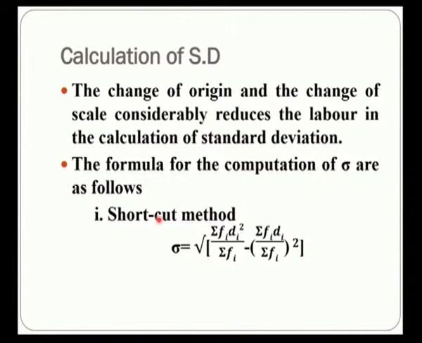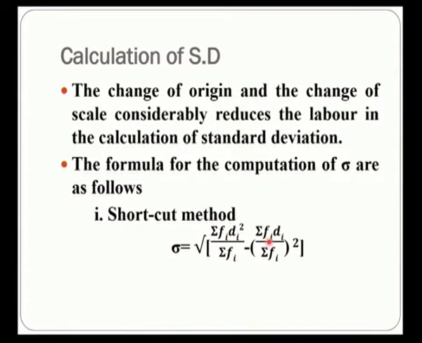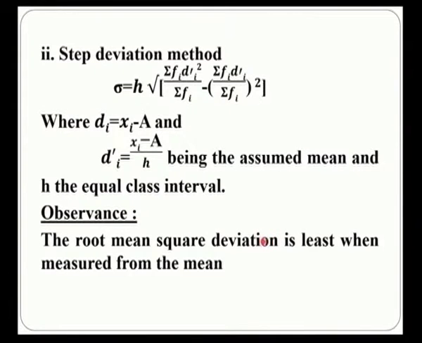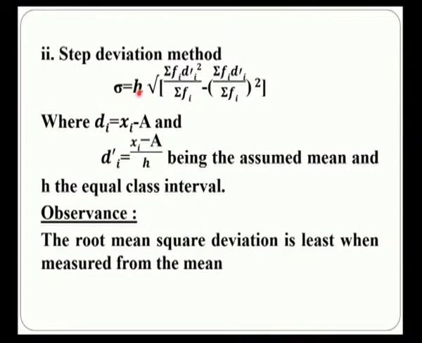First method is the shortcut method. Sigma is equal to square root of sigma fi di square over sigma fi minus sigma fi di over sigma fi the whole square. So, this is the formula to calculate standard deviation in the shortcut method. Here this a can take any value. In the step deviation method, the step value should be included. Here h is the step value or h is the equal class interval.